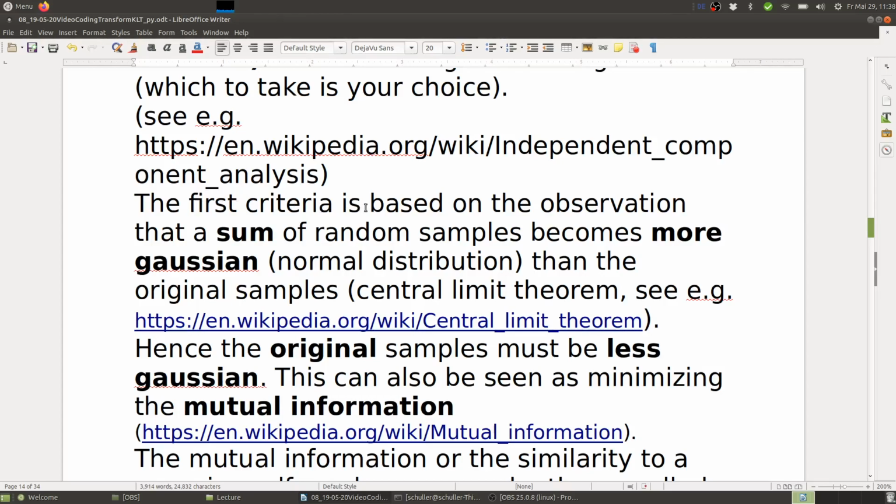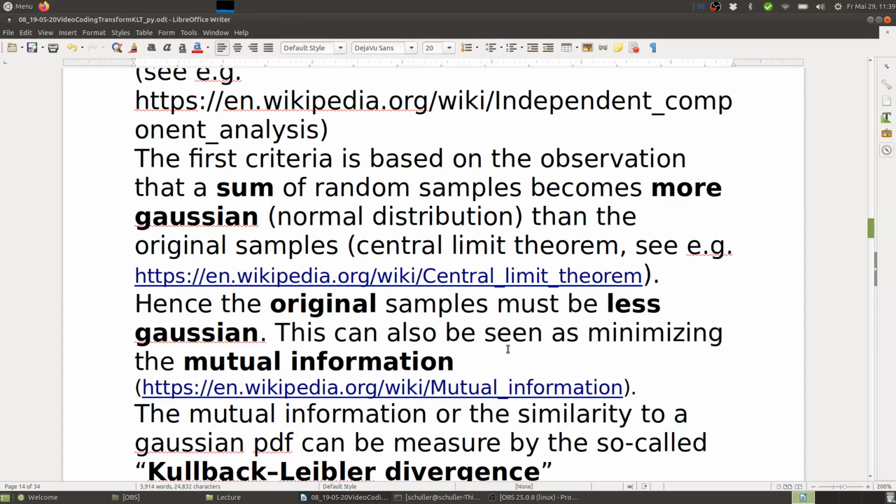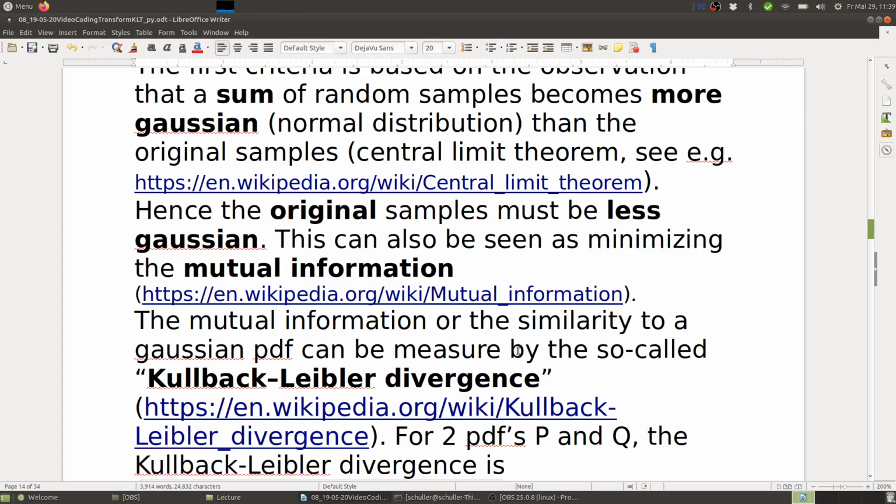So the first criterion is based on the observation that a sum of random samples becomes more Gaussian, closer to a normal distribution, than the original samples, which the central limit theorem tells us, as I just said. So hence the original samples must be less Gaussian, and this can also be seen as minimizing the mutual information. So here you have links where you can read more about the central limit theorem and more about the mutual information as part of the information theory.